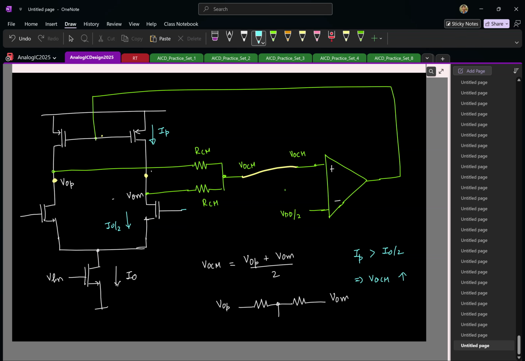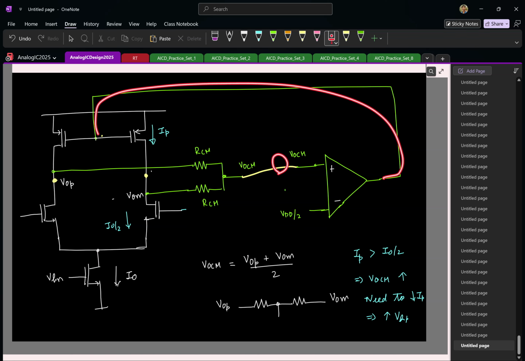As a corrective action, what should I do now? I should decrease the PMOS current. And how do I decrease the PMOS current? I need to decrease IP, which means I have to increase the gate voltage VBP. And as you see, if VOCM increases, this voltage also increases. The feedback is working fine.